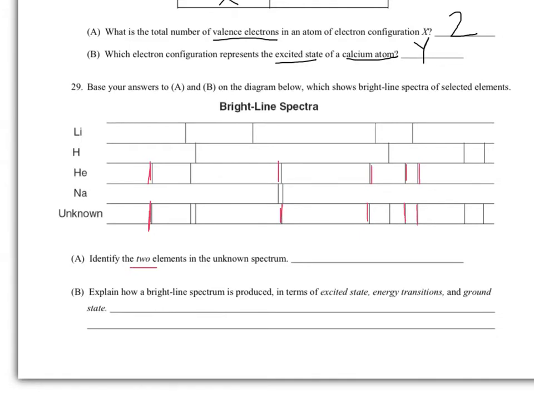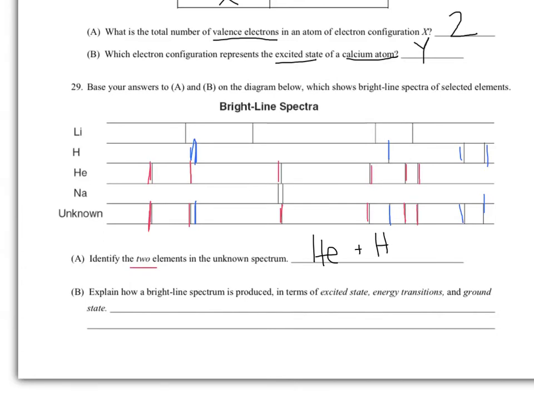Now we have to look for the next line. So in the next line, here we have this line, and we have to find the corresponding atom. This line corresponds with hydrogen. And we'll see that the rest of the lines also correspond with hydrogen. So here in our mixture, we have helium and hydrogen.